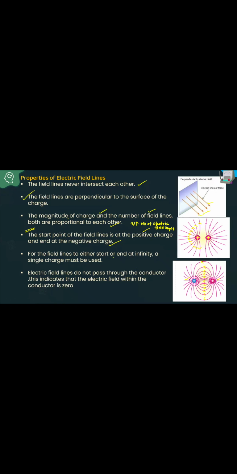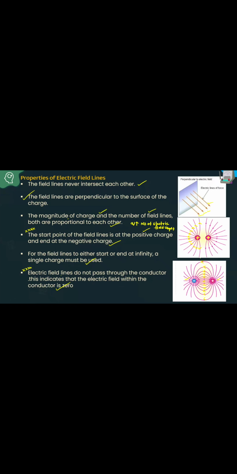For the field lines to either start or end at infinity, a single charge must be used. For the existence of the field lines, there must be a charge. Otherwise, there are no electric field lines. Electric field lines do not pass through the conductor. This indicates that the electric field within the conductor is zero. Based on this statement, a question is also there, students.